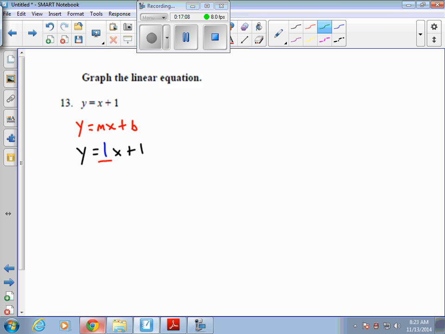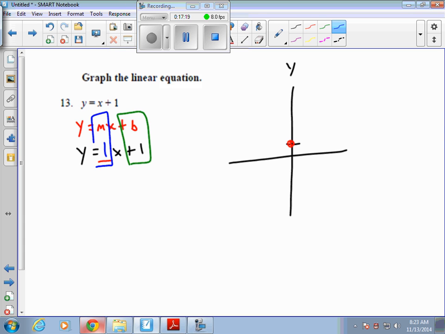B still tells you where to begin. So on your graph, on your y-axis, begin at 1 right there. M still tells you where to move. Your m value is 1. Remember, slopes are always fractions. So what can we write that over? 1. If it's not a fraction already, make it a fraction by putting it over 1.